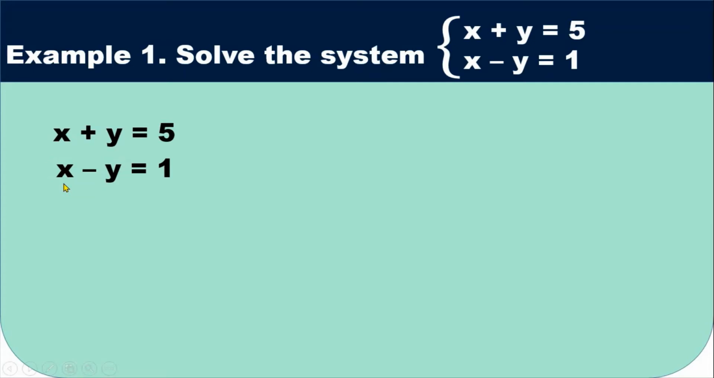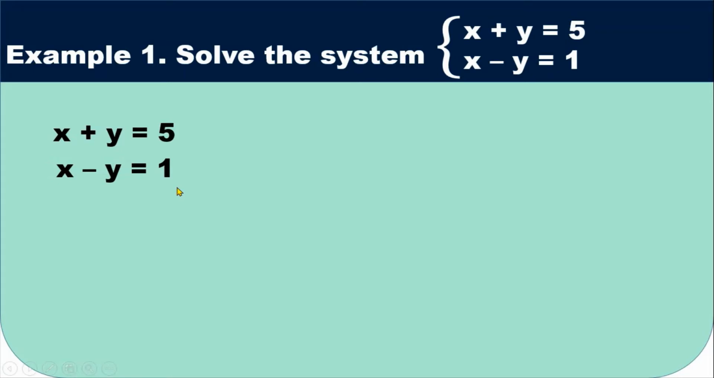In this case, the numerical coefficients of x are the same. Subtracting the two equations will eliminate x. Also, the numerical coefficients of y are the same, but they have different signs. Adding the two equations will eliminate the variable y.